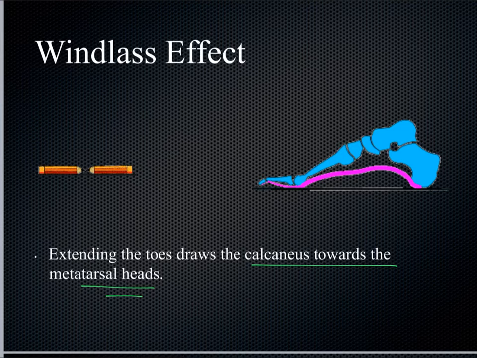So toe extension causes the plantar fascia to drag those metatarsal heads towards the calcaneus, making it the rigid supinated foot that we need it to be. Okay, that's during toe extension. And this is called the windlass effect. It just happens naturally. You don't have to think about it cognitively. When you extend those toes, if the plantar fascia is intact, the calcaneus is going to draw closer to the metatarsal heads, which allows that foot to become extremely stable.